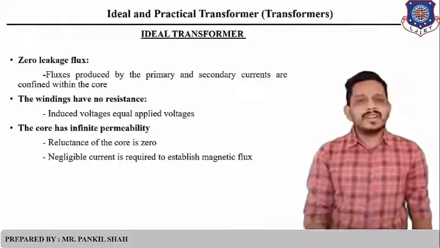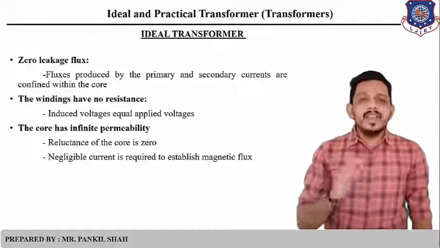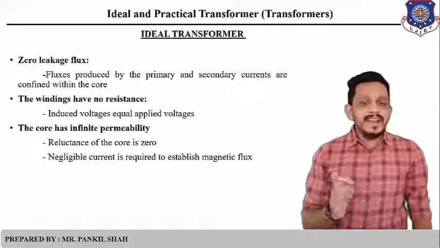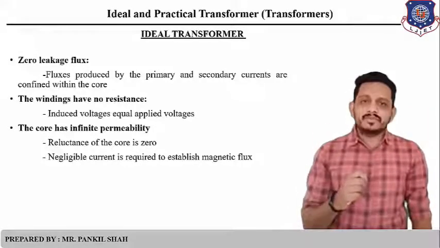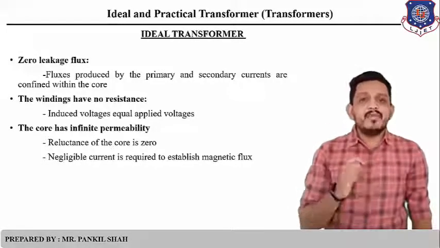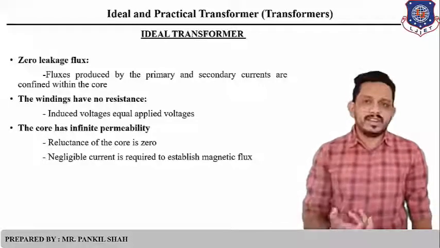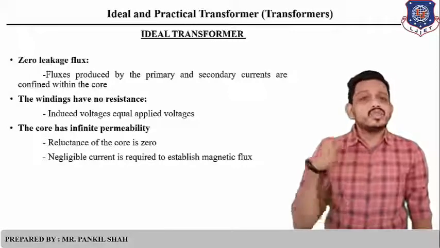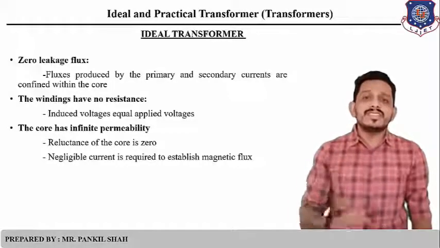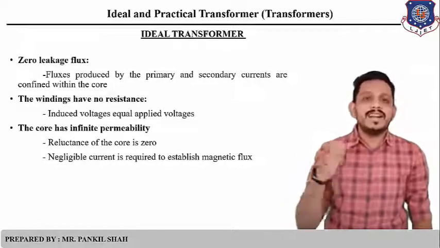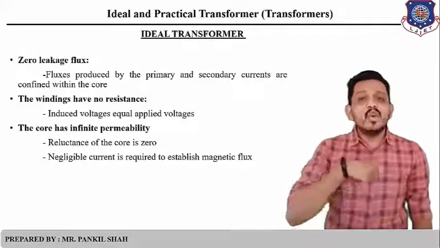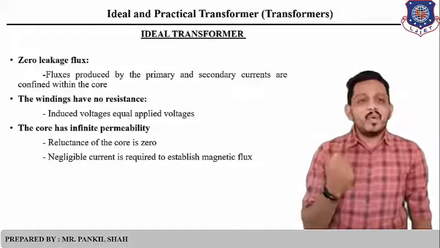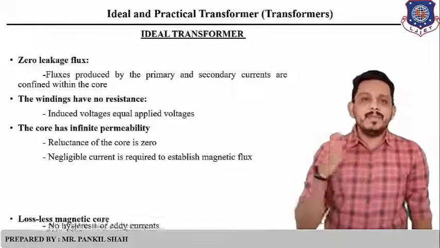Next, the third characteristic is that the core has infinite permeability. We know that permeability is the ability of a magnetic material to generate magnetic flux. So here we are assuming that our magnetic material is so strong that it produces the maximum amount of magnetic flux through it. There are no losses in that magnetic core. So the third characteristic is that the core has infinite permeability.